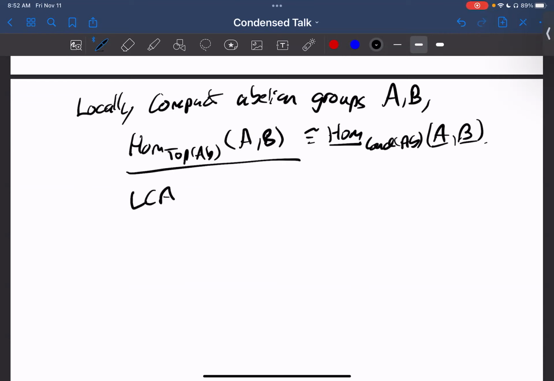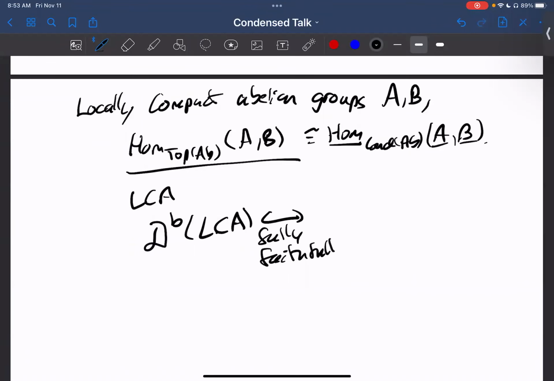And in particular, you can even show that, so you call these LCA groups, this is the category of locally compact abelian groups. I forget exactly who it is, but somebody has a paper on looking at their exact category that they generate and then defining the bounded derived exact category on that. And you can prove that that bounded derived exact category embeds fully faithfully into the derived category of condensed abelian groups.